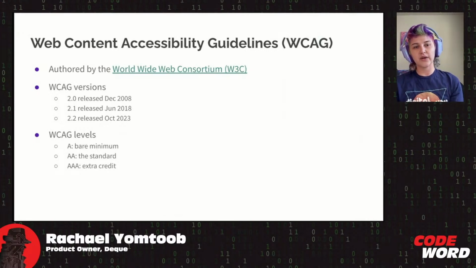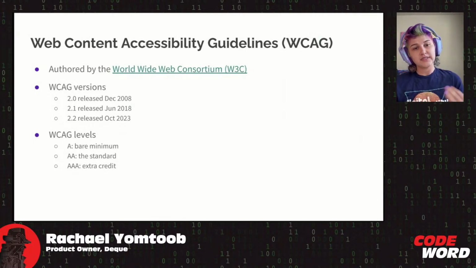Then WCAG 2.1 was released in June of 2018, 10 years later. It includes all of the criteria from 2.0 and adds additional criteria on top of it. Some of those criteria were more mobile focused, since mobile apps and mobile devices had gained so much popularity that they were now being considered by the W3C in the web accessibility guidelines. The same thing happened with 2.2, which came out in October of 2023, last fall. We added more criteria on top of 2.1 and 2.0.